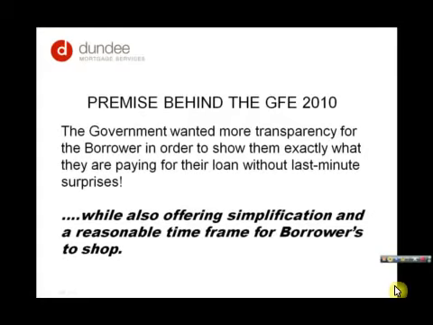I want to take a moment to explain the premise behind the new good faith per the government. The government wanted more transparency for the borrower in order to show them exactly what they are paying for their loan without last-minute surprises, while also offering simplification and a reasonable time frame for borrowers to shop. The key statement there, without last-minute surprises. In the past, the rate or closing costs could change on the borrower at the last minute, and the government does not want that to happen anymore.